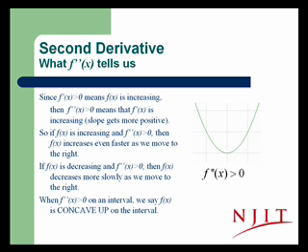Let's discuss what the second derivative can tell us about the shape of a function. Well, since f prime of x greater than 0 means that f of x is increasing, meaning if f prime is positive, then the function's increasing. Then if f double prime is greater than 0, f prime is increasing. What does that mean? That means if the second derivative is positive, the slope is getting more positive.